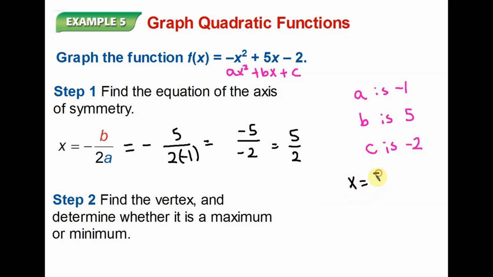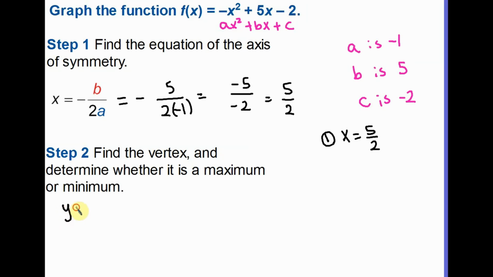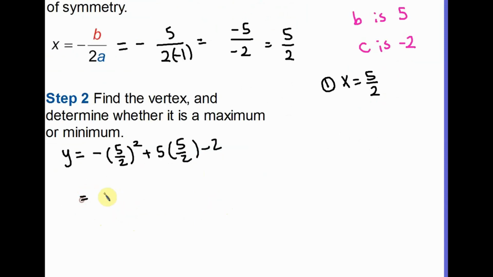Using x is equal to 5 over 2, we're going to find the vertex by plugging back in. It's going to be just slightly complicated since we're dealing with a fraction. So if f of x, the y, is equal to negative, x becomes 5 over 2 of this, you're going to square them, plus 5 times 5 over 2 minus 2. Simplifying this, you will have negative times 5 squared will be 25 over 2 squared will be 4 plus 5 times 5 is 25 over 2, and then you have -2.